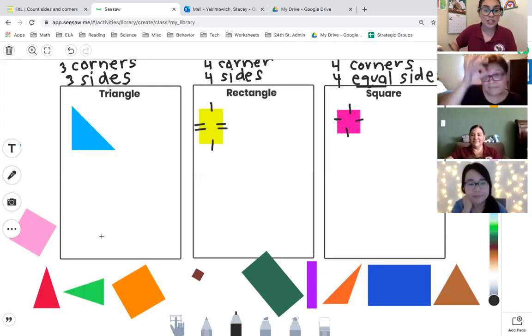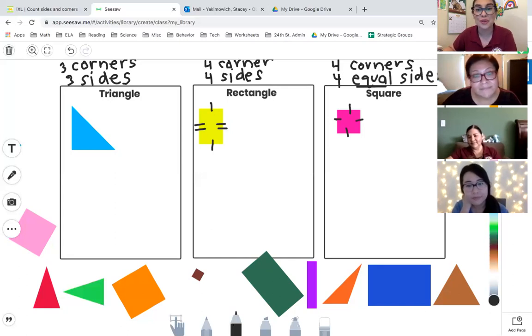So you are going to sort the rest of these shapes, and I hope and I know that you will do your very best. So do your very best and submit your work, and we will see you again later.